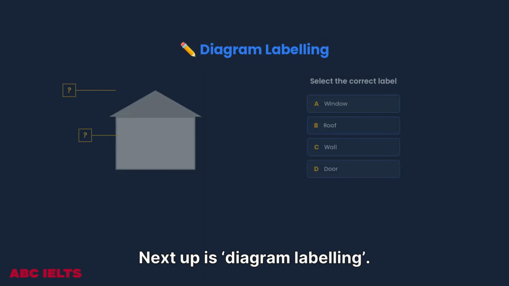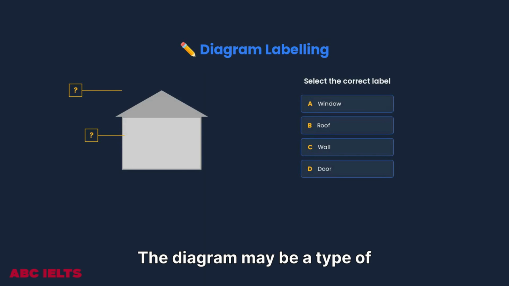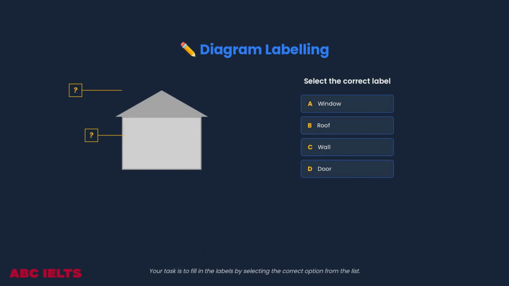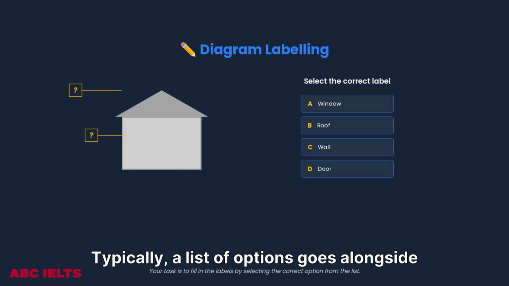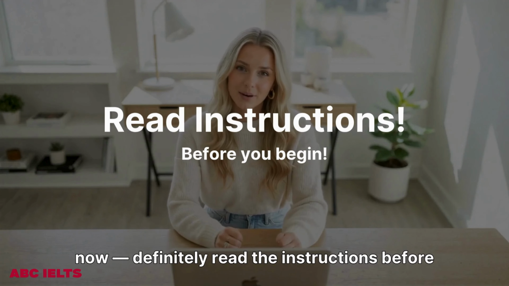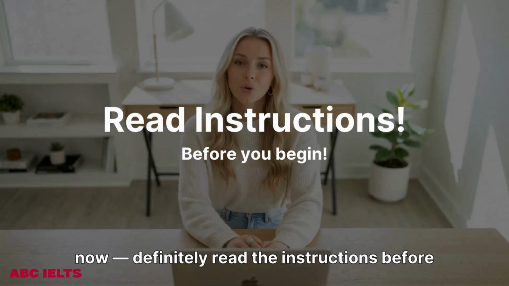Almost there. Next up is diagram labeling. The diagram may be a type of machine, part of a building, or other information in the text that can be shown through pictures. Your task is to fill in the labels. Typically, a list of options goes alongside it from which you must select the correct one to complete the labels. In most instances, this list of options is located right next to the diagram to make things easier for you. And yes, I know you know by now. Definitely read the instructions before you begin.